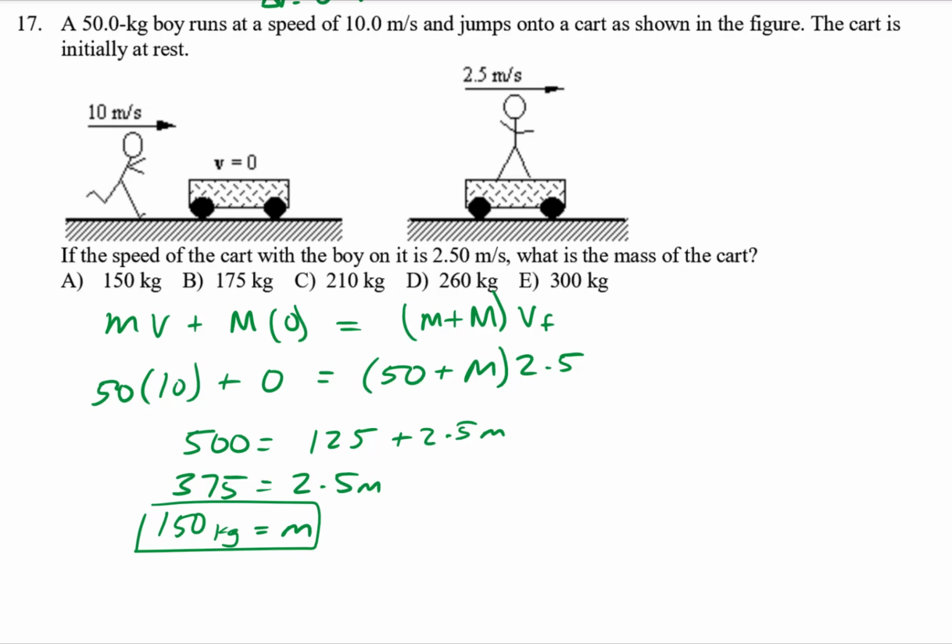So, the big idea here is using conservation of momentum to figure out what's going on. Then it's a matter of solving for our unknown. But that's the basic way that you're going to figure out what's happening in a collision. Look at the momentum before, set it equal to the momentum after.